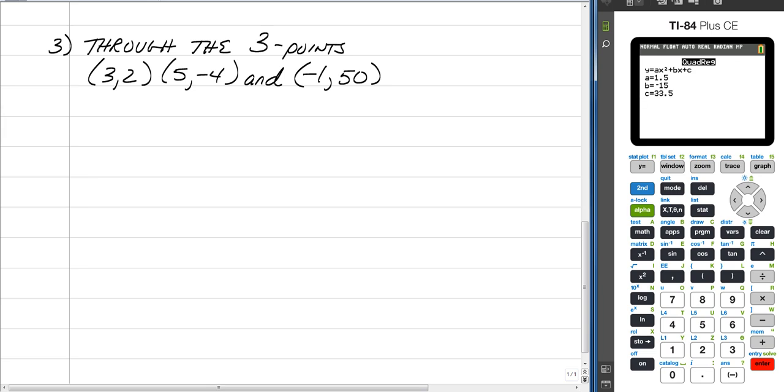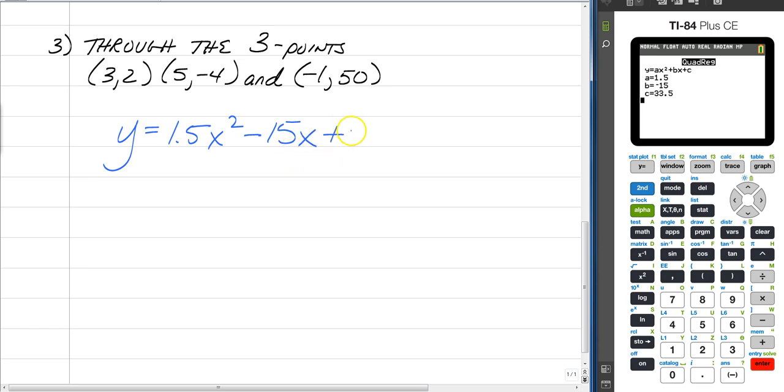So you now know that the answer is ax squared plus bx plus c, and that is the standard form equation for a quadratic. So then all we have to do is copy down the a, b, and c. So y is equal to 1.5x squared minus 15x plus 33.5. So the calculator did all the work for us. We are done. That is the quadratic equation that goes through 3 points.